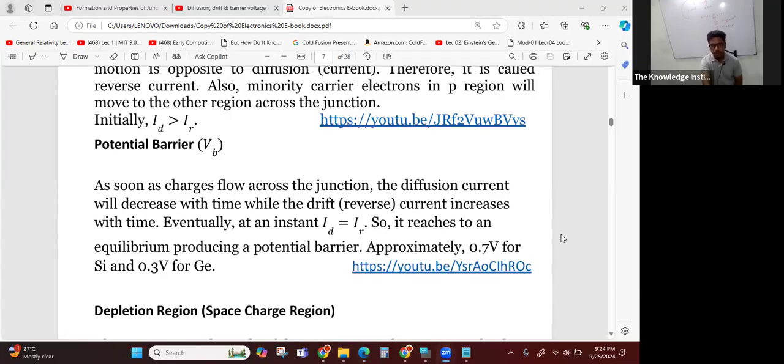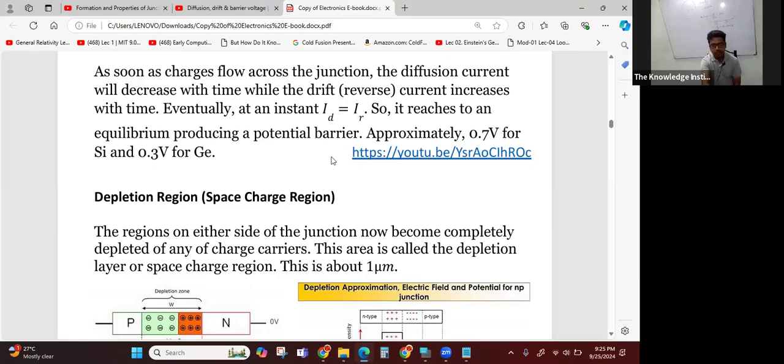Okay, and then write down potential barrier VD. So it reaches an equilibrium producing a potential barrier. Okay, once this potential barrier is saturated, so no longer current will be there, right? So actually what happens is, now I'll draw here.